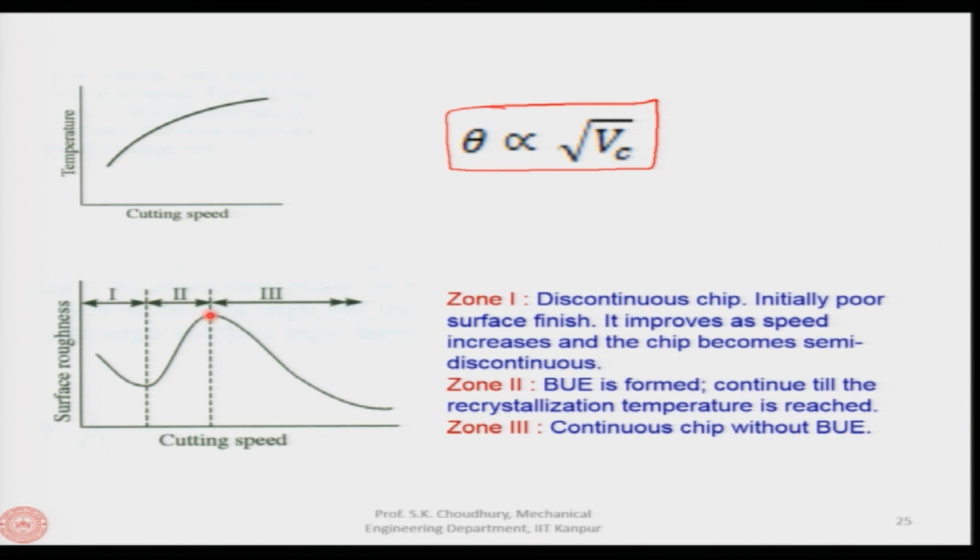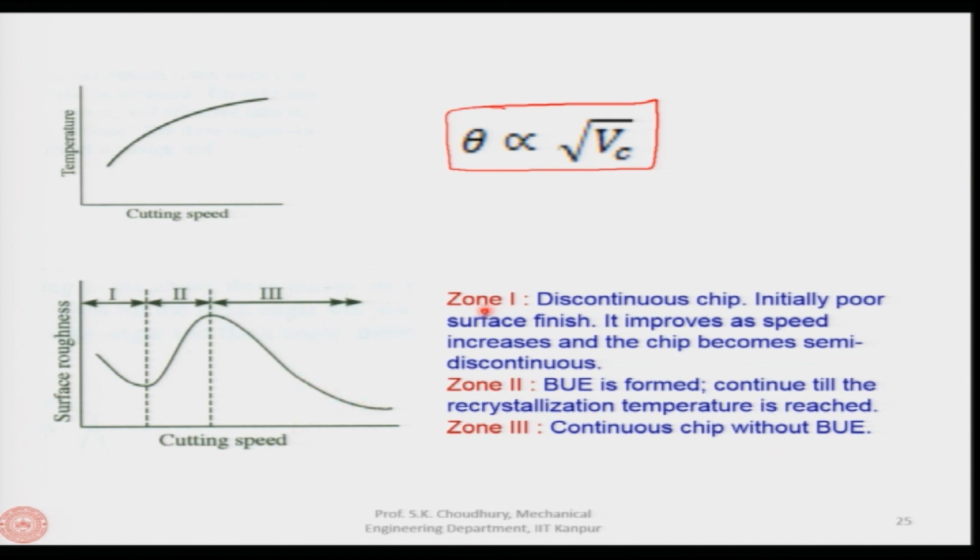So, the surface finish is bad, surface roughness values increase, and as it reaches this point, with the further increase in the cutting speed, the temperature goes up and it becomes more than the temperature of recrystallization, then the built up edge stops being formed and the surface finish becomes better and better. So, the surface roughness values are decreasing.